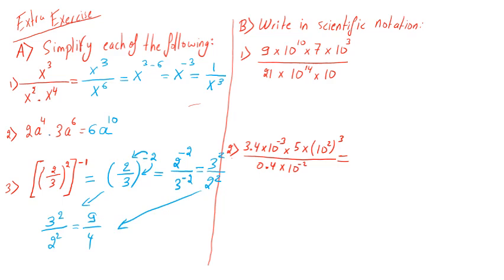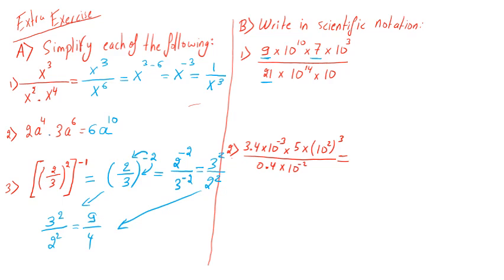Part B, write in scientific notation. The steps used in scientific notation are: first step, if we have decimal numbers, we get rid of the decimal numbers. Second step, we simplify numbers alone. In this example, we have 9, 7, 21. We simplify the numbers alone and the powers of 10 alone.